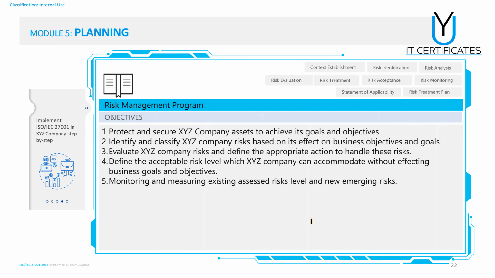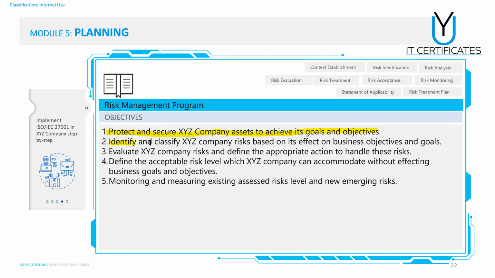What are the objectives? We have to define. You remember when we said that in the risk management program, we have to define what the objectives are for XYZ company. Then, number 1, we have to protect and secure XYZ company assets to achieve its goals and objectives. Very clear and makes sense.